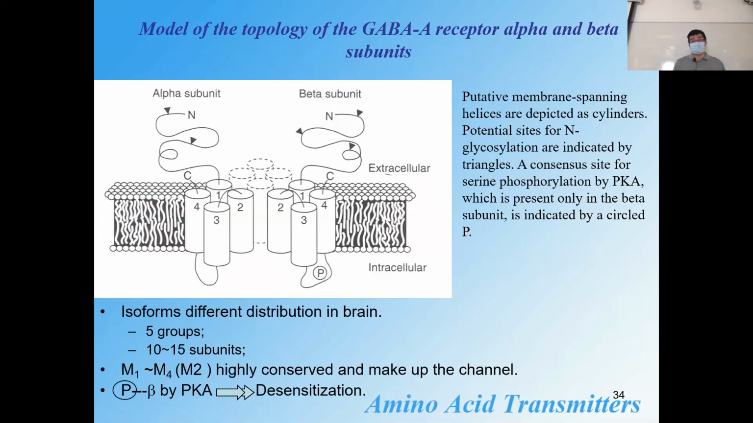So they have the putative membrane spanning helix. You see that over here. And there are some glycosylation sites. There are serine phosphorylation sites as well. They can modulate the activity of the receptors, so that can actually desensitize. So you can see that there are a lot of ways to control the receptors.